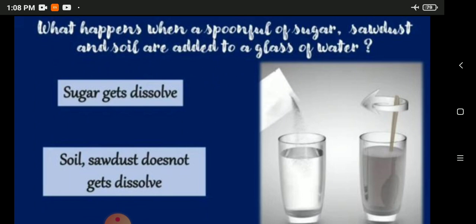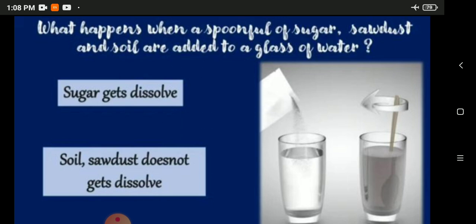So, quickly tell me the answer for these questions. It's there in your textbook. Can you recall? What happens when a spoonful of sugar, sawdust, and soil are added to a glass of water? Students, kindly take 2 glasses of water, and you can do these activities with the help of your parents. In 1 glass add sugar, and in another glass add sawdust and soil, that is, mud.